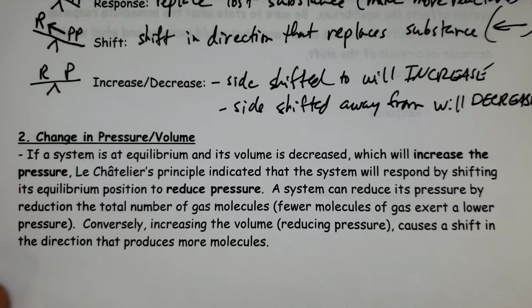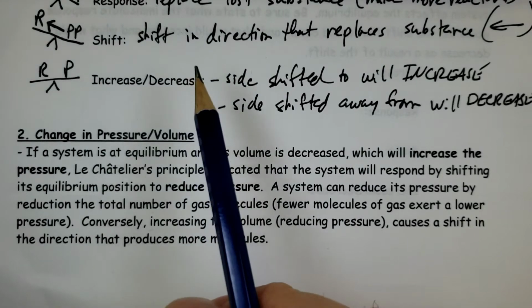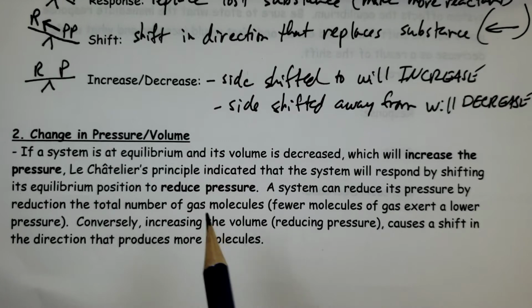Welcome back, Chemistry Theory. This is part 2 of EQ 1.6. So we looked at adding stuff, taking stuff away, increasing concentration, decreasing. Let's look at what happens with pressure and volume.